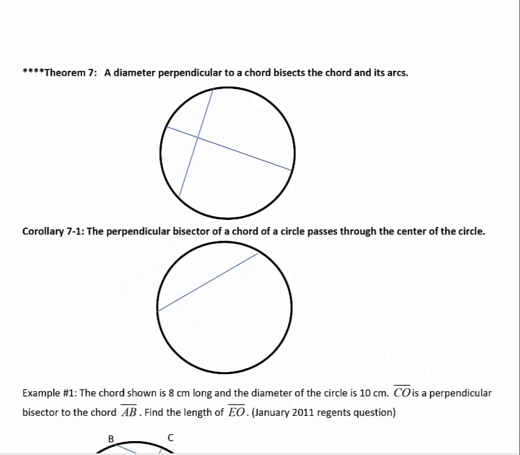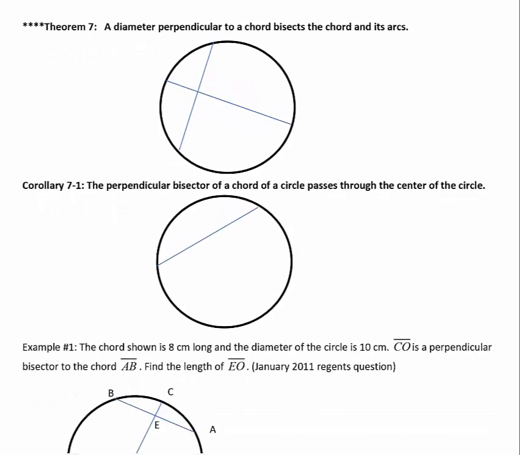Another theorem that we can talk about today is a diameter perpendicular to a chord bisects the chord and its arcs. If this is a diameter going through the center of the circle, and this chord is perpendicular to it, then it cuts these two parts of that segment in half. It bisects it into two equal pieces, which also bisects these arcs into two equal pieces. And these arcs over here into two equal pieces.